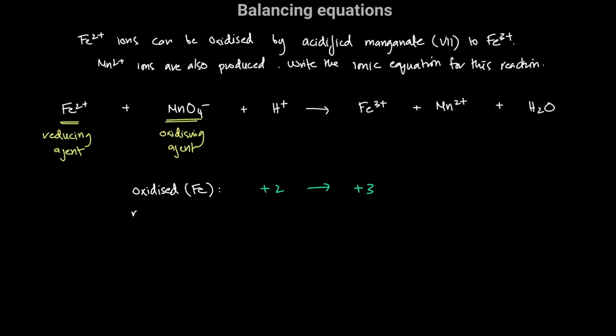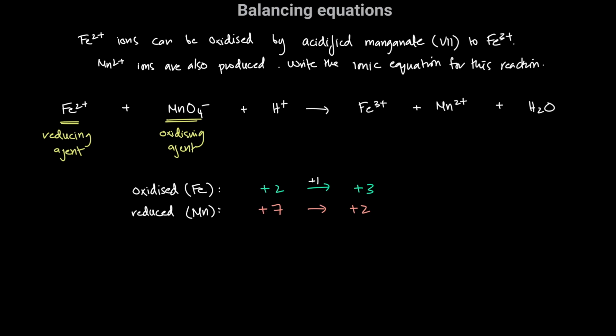Similarly, when we look at what's being reduced, the oxidizing agent, that's manganate(VII), and specifically the oxidation number of manganese is decreasing from +7 to +2. So the change in oxidation number for iron is +1, it's increasing by 1. And the change in oxidation number of manganese is -5, it's decreasing by 5.